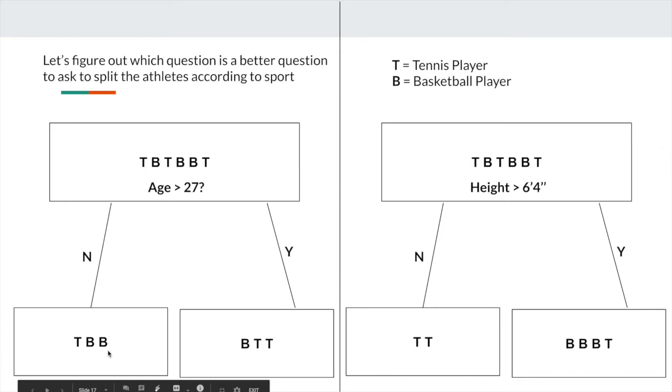Whereas here it's a bit more split, and it's not clear that this question is as good a question, because the athletes are not as well differentiated. But we kind of eyeballed that. Information gain is a way to mathematically calculate which question is better to ask. And so we're going to walk through that here.